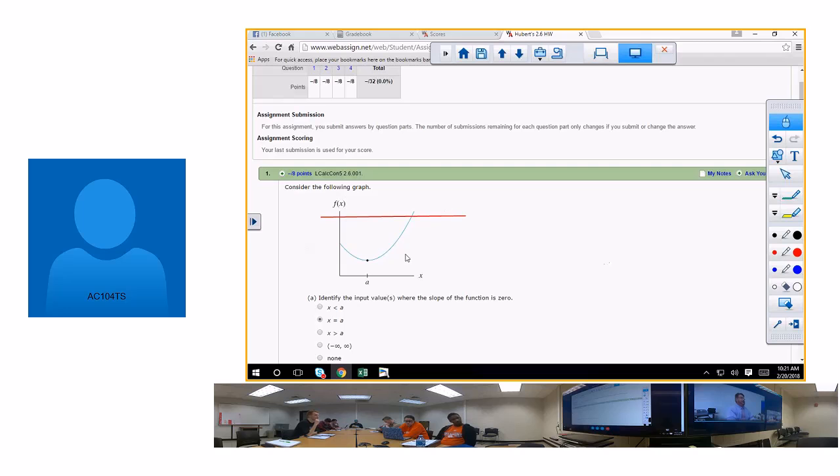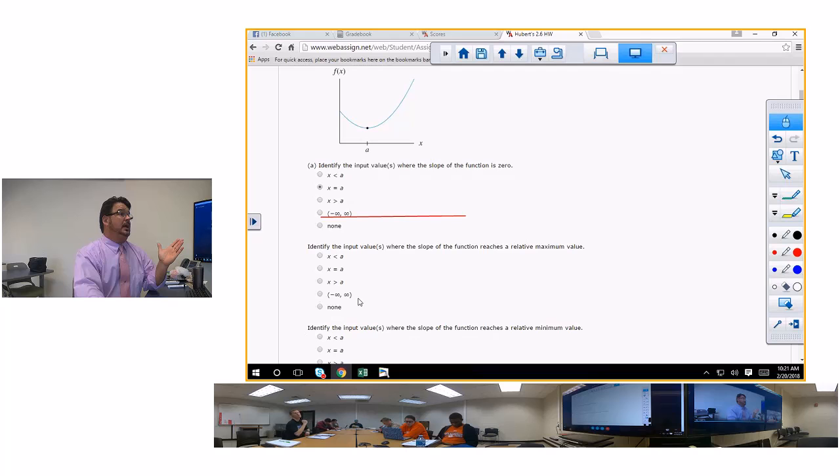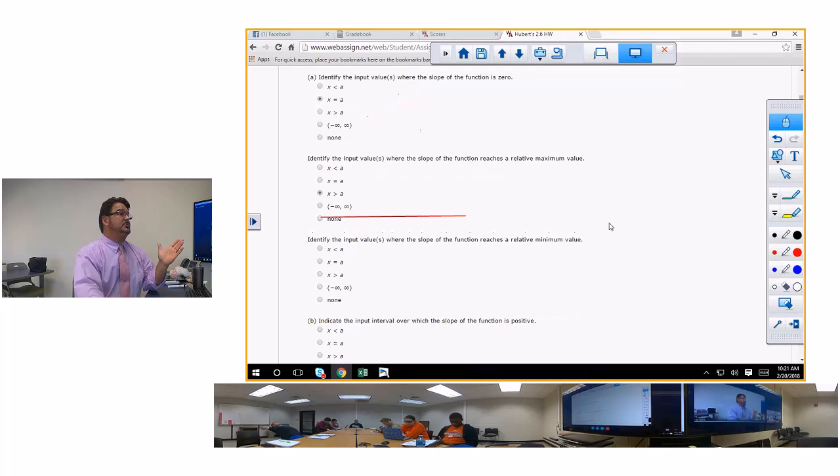Okay? Identify the input value where the slope of the function reaches a maximum value. Well, that would be where it straightens out the most, probably right in here. So x is going to be greater than a, or something to that effect. Okay, x is greater than a. Now identify the input where the slope of the function reaches a relative minimum.